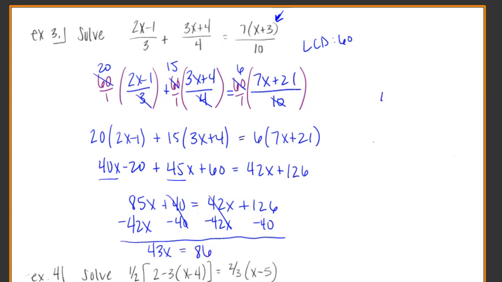Okay, so we have 43x is equal to 86, just dividing off that coefficient because it's multiplied to the variable. Any time you want to undo multiplication, you use division, and 86 divided by 43 comes out to a perfect 2. So there's our answer. All right, let's try another one.